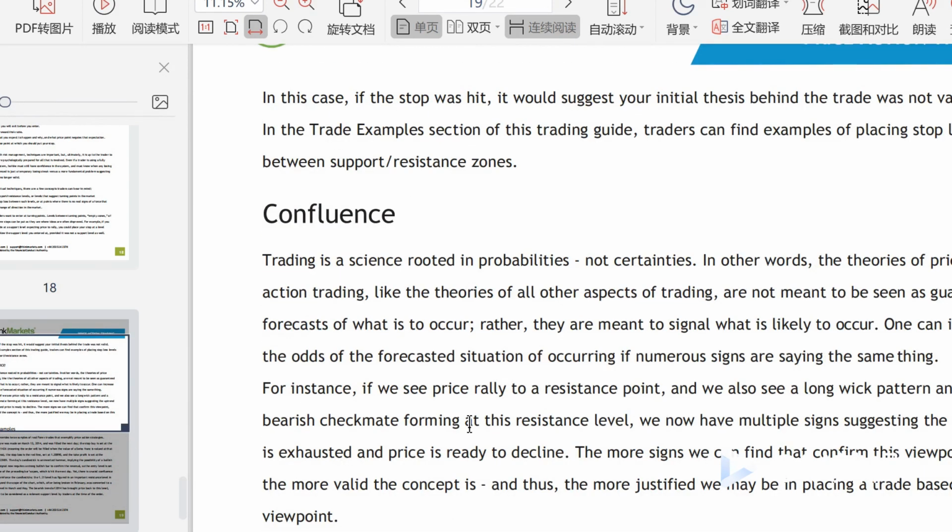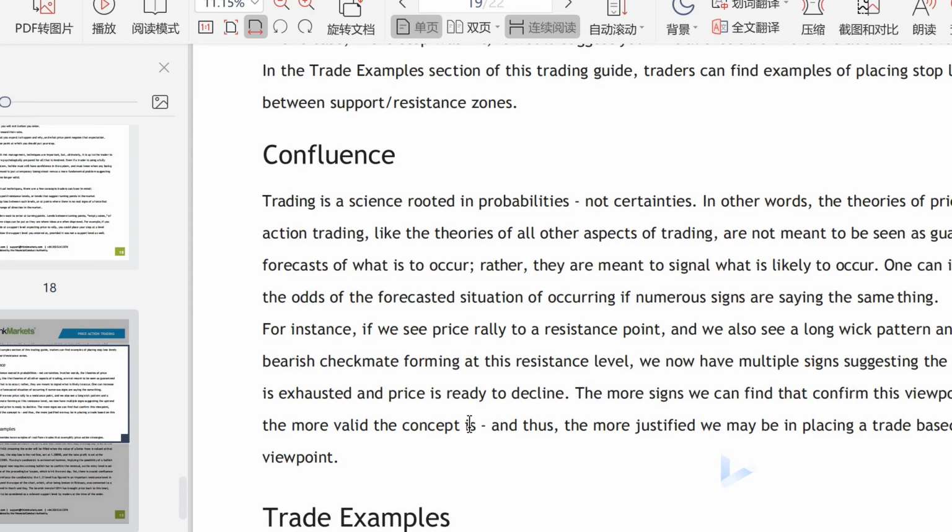Trading is a science rooted in probabilities, not certainties. So trading is an art, it's more of a craftsmanship. I understand a lot of people are familiar with the concept of quantitative trading, but quantitative trading is not everything, right? You can still make money not by statistical arbitrage. You can also make money by trading directional.